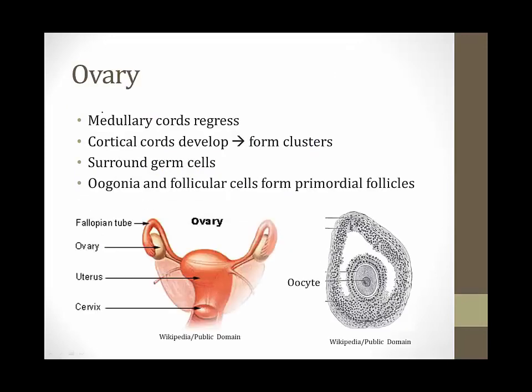And that's what happens in the female. The female does not have the SRY gene, so the medullary cords we just discussed will regress. A different type of cords called cortical cords will develop. They will form clusters in the gonad and surround the germ cells, and then the oogonia and follicular cells will form into primordial follicles inside of the ovary.